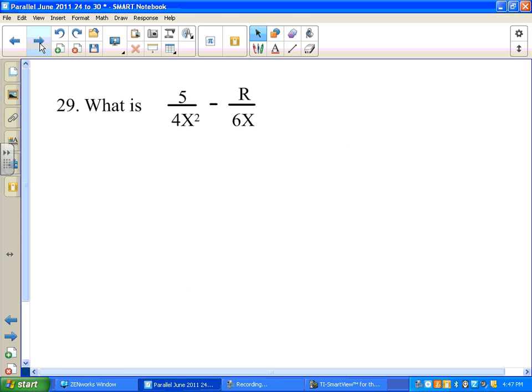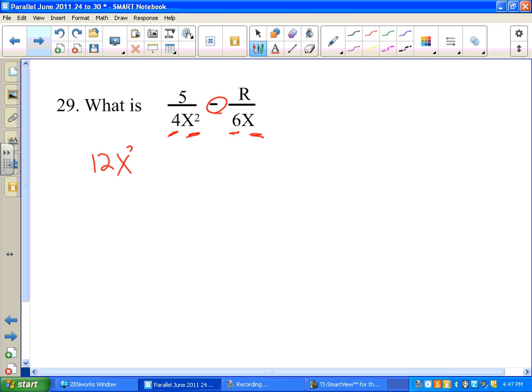Okay, what do we have to do here? We have to find a common denominator. If we're subtracting fractions, we have to find a common denominator. So what's a common denominator between 4 and 6? Both of them go into 12. So I'm thinking 12 is going to be the denominator. What about x and x squared? They both go into x squared. This is going to be the common denominator.